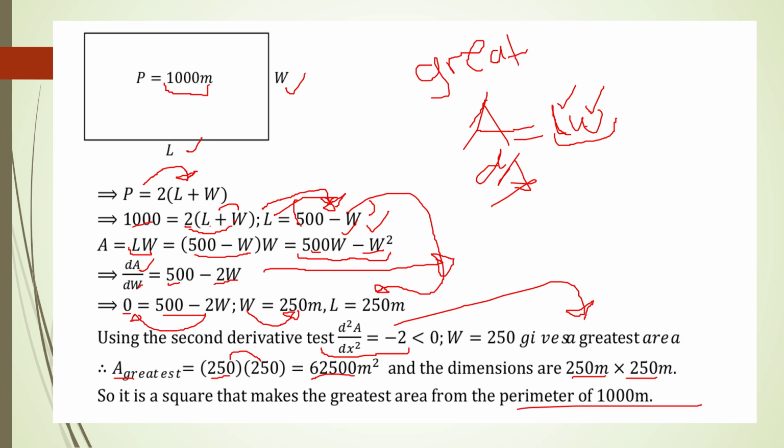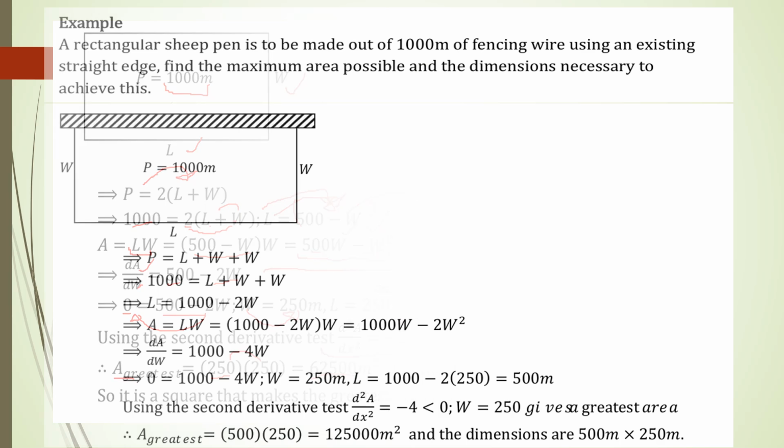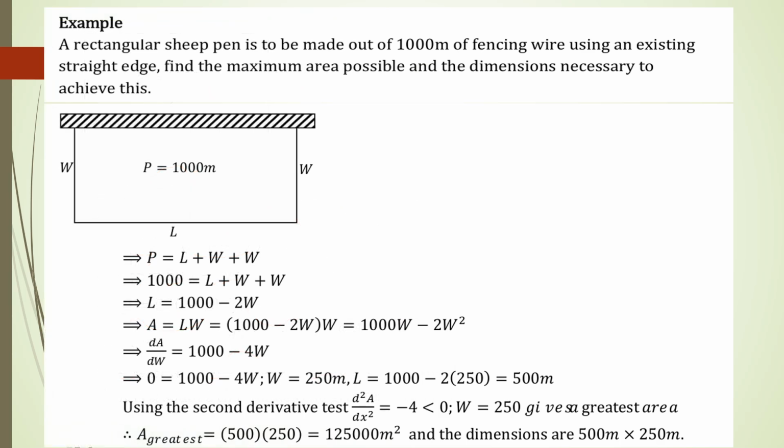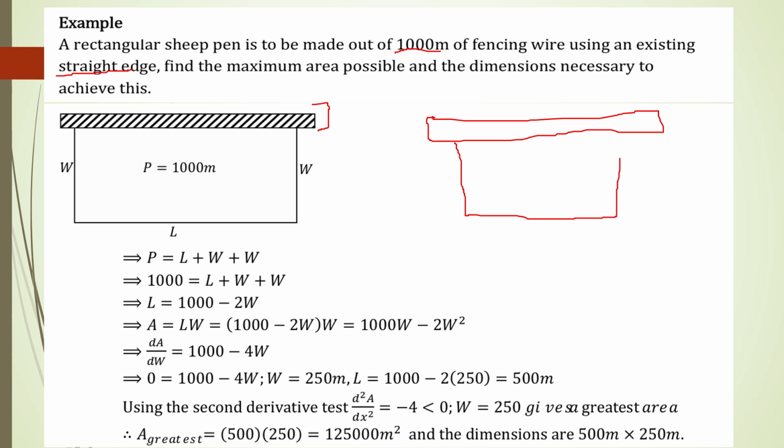Now let's look at another example. Now for this next example, you're being told that a rectangular sheep pen is to be made out of a total, which is the same as perimeter, 1,000 meters of fencing. But for this fence, there is an existing straight edge. So according to that sketch, an existing straight edge is going to be like this. For example, you may have a fence at home, and then what you want to construct is going to be a habitat, but you only have to place your width together with the length together with another width. So this is what you're having.